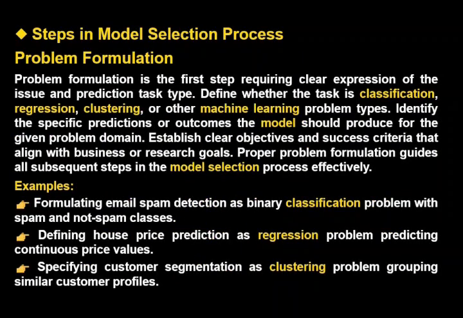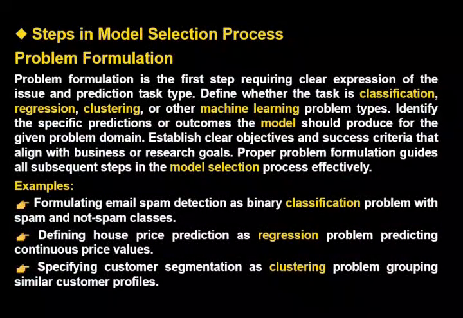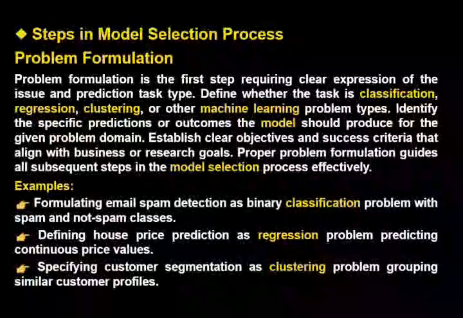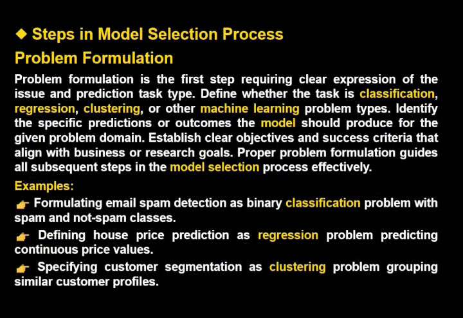The next one, steps in model selection process, especially problem formulation. The first step in model selection is problem formulation. In this step, we clearly define what problem we are solving and what type of prediction is required. We must identify whether the task is related to classification type or regression type, and whether this particular problem belongs to supervised machine learning, unsupervised machine learning, or reinforcement learning.